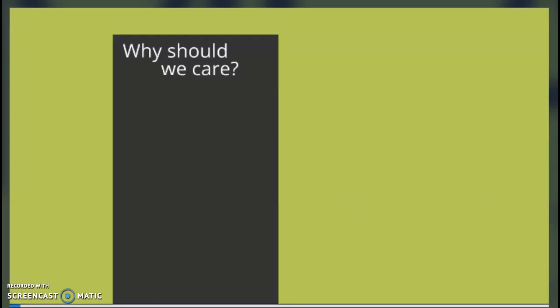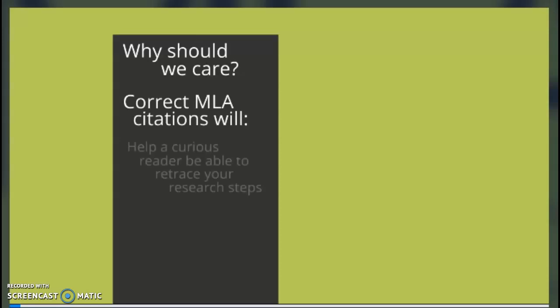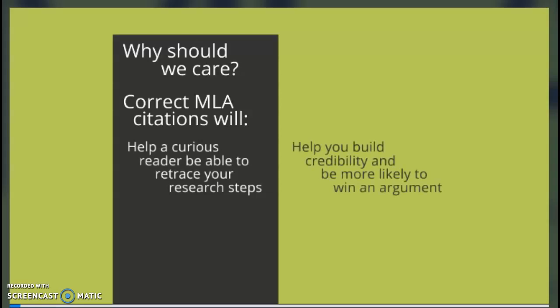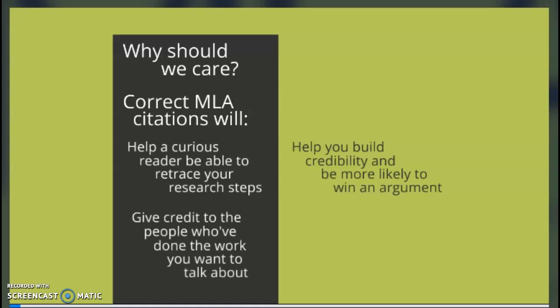So why should we care about MLA formatting? Correct MLA citations will allow your reader, your audience, to be able to retrace your research steps and see where you've conducted your research. It's going to help you build your credibility, build your ethos, and it might even help you win your arguments. It's going to give credit to the people who've done the work that you want to talk about. It's going to give credit where credit's due. And when you turn in your essays, it's going to allow you to avoid any charges of plagiarism or academic theft.